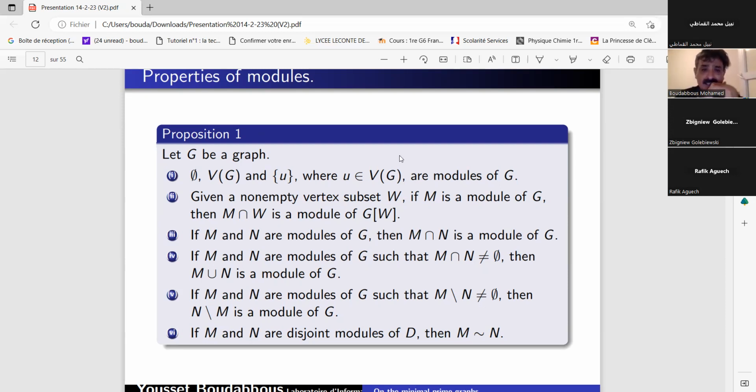Right? Here the trace: given a vertex subset W, if M is a model of G, the intersection between M and W is a model of the subgraph induced by W. Given two models M and N, if M minus N is non-empty, then the difference N minus M is a model. And if two models are disjoint, then they are equivalent. There is a constant behavior between them.